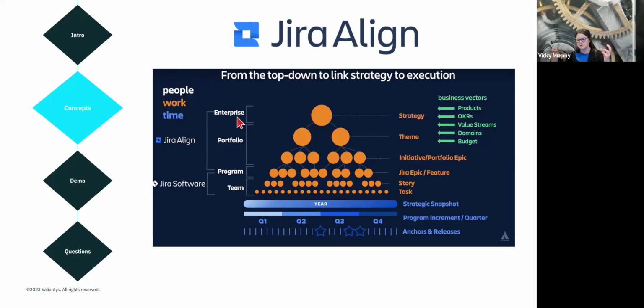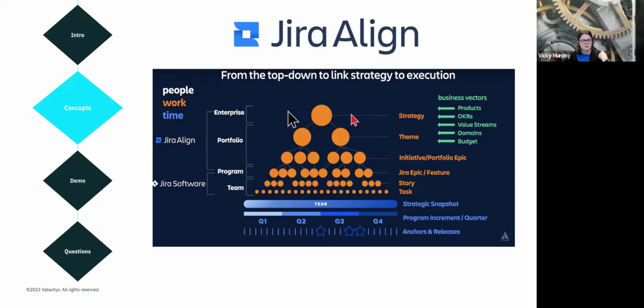The very top, the enterprise tier. This is where we are setting that strategy. This is going to be your executives, your VPs, your strategic roles in your organization who are setting that annual 3-year, 5-year, 10-year strategy of where we want to go as an organization.